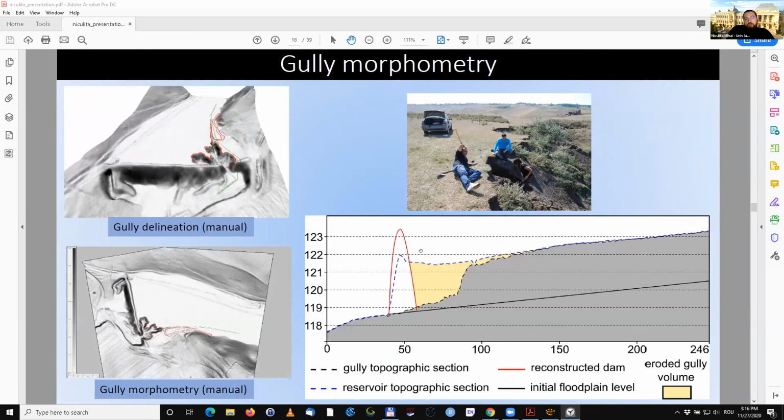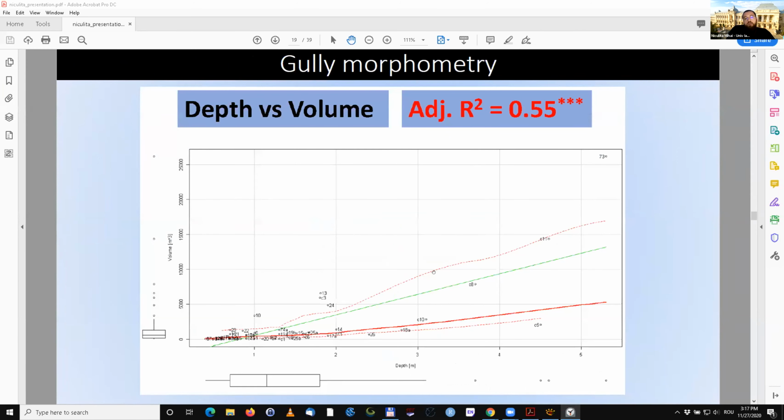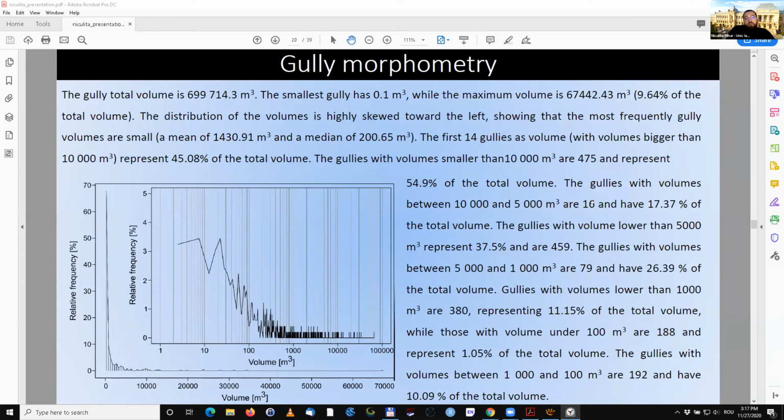We also were able to interpolate the initial surface of the reservoir bottom. So we were able also to derive the volume of the gully. Here you have a plot of the depth versus volume of the gully. We have, let's say, a good correlation. But as I told you, the different shapes impose some departures from this general model, some outliers. The total volume that was eroded by these gullies is almost 700,000 cubic meters. But there is a huge variation between very small gullies and very long and big-volume gullies.